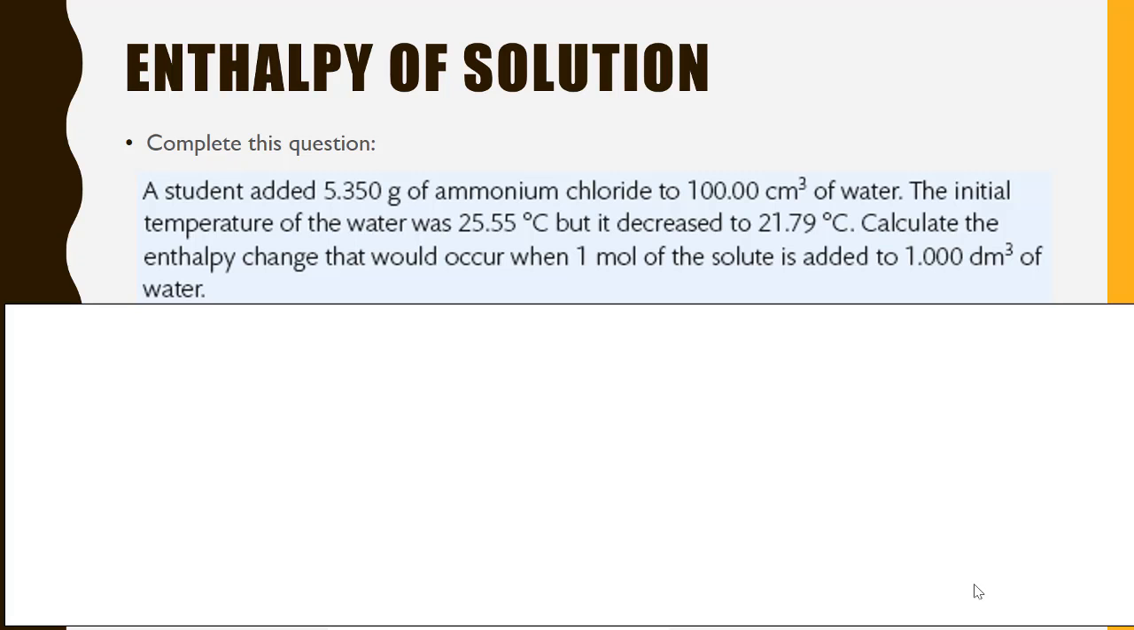question. We're told that a student added 5.35 grams of ammonium chloride to 100 centimetres cubed of water. The initial temperature of the water was 25.55 degrees C, and it decreased to 21.79 degrees C. From this, we could use Q equals mc delta T to work out the amount of heat energy, then work out the moles of ammonium chloride and the enthalpy change that would occur for 1 mole of the solute. So we would work out 1 mole and go through that. I want you to have a go and then come back and look at those calculations with me.